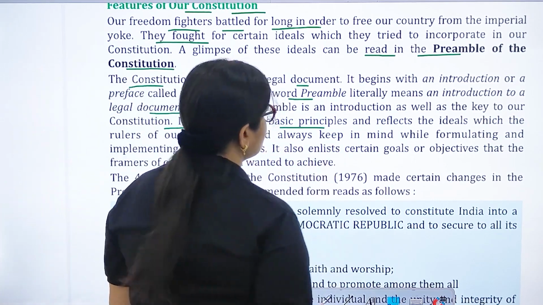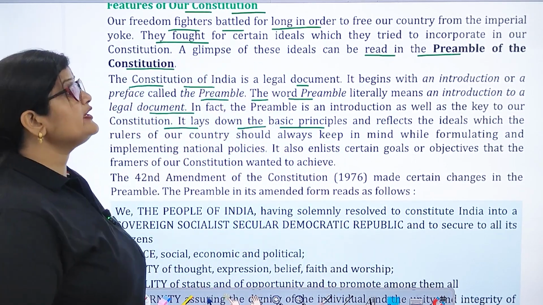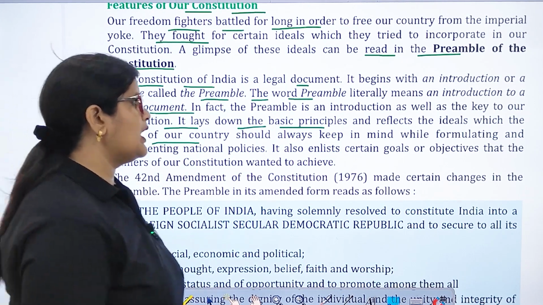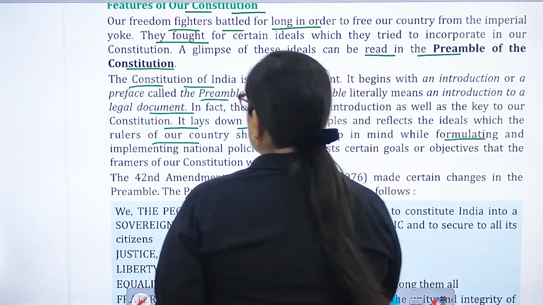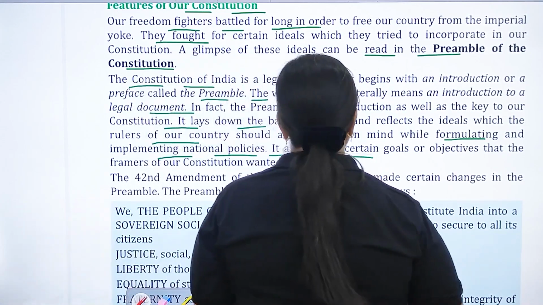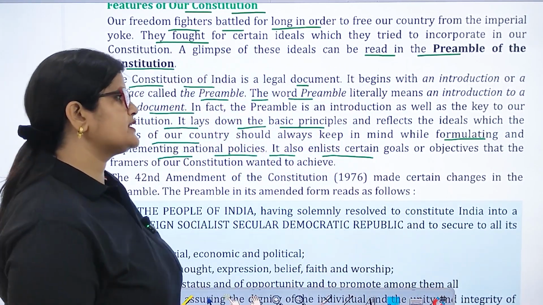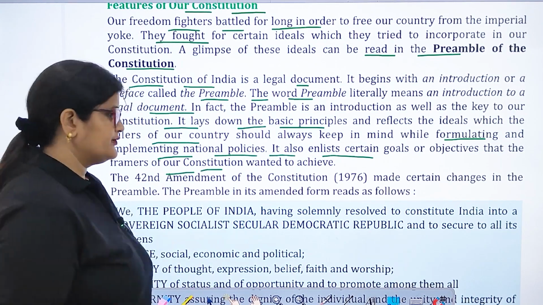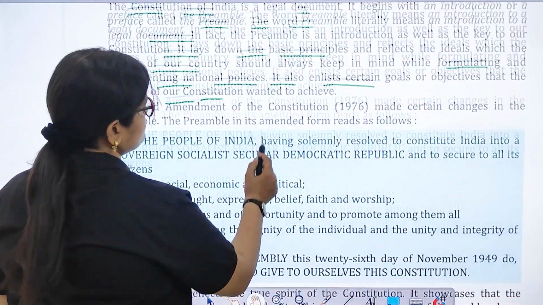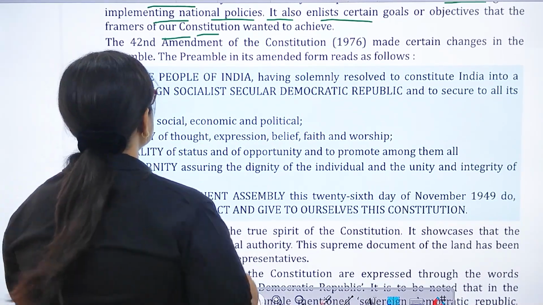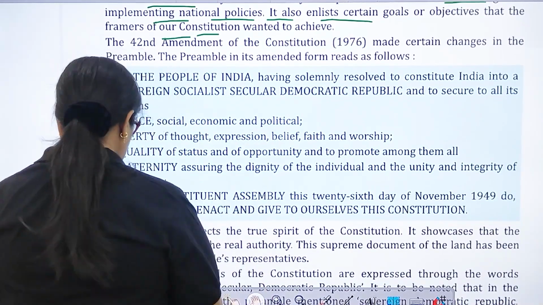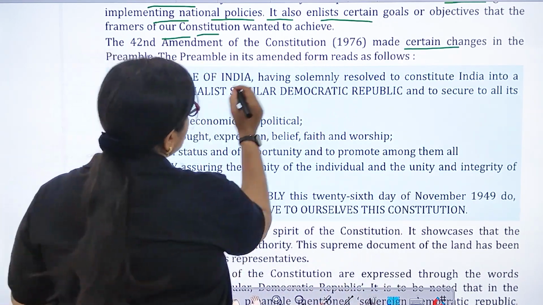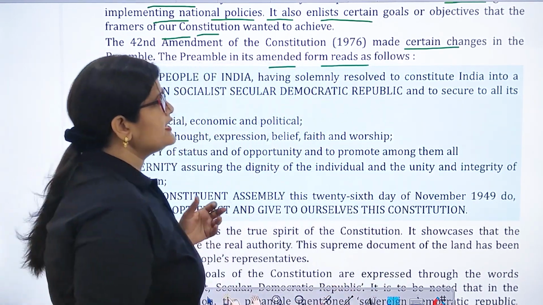It lays down the basic principles and reflects the ideals which the rulers of our country should always keep in mind while formulating and implementing national policies. It also enlists certain goals or objectives that the framers of our constitution wanted to achieve. The 42nd Amendment of the Constitution, 1976, made certain changes in the preamble. So the preamble in its amended form reads as follows.